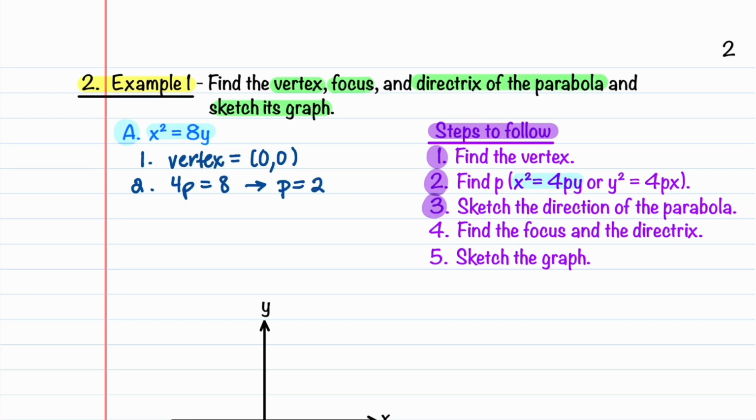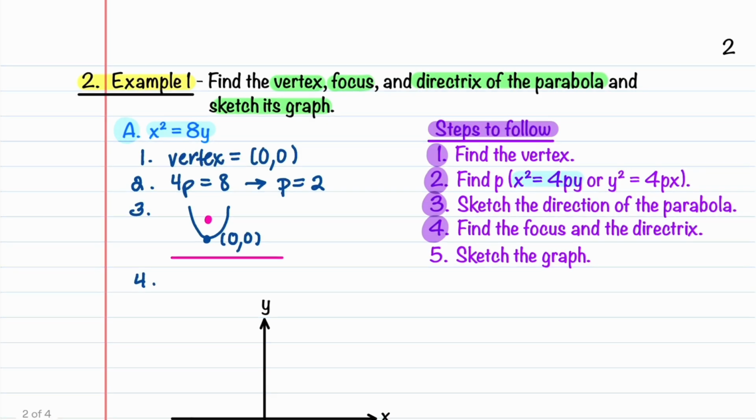Let's now look at our next step. That step is to sketch the direction of the parabola. Our equation has an x squared in it, and p is positive, so that means that our parabola opens upward. It has a vertex of (0, 0), and then the focus is here. The parabola always opens toward the focus, and then the directrix is going to be below the vertex. Our fourth step is to find the focus and the directrix. Now that we know where they're located, we can easily find them.